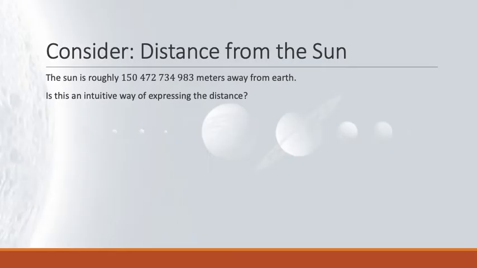Now jumping into it, consider the distance from the Sun. The Sun is roughly 150,472,734,983 meters away from the Earth. Now, do you think this is an intuitive way to represent the distance from the Earth to the Sun? So just have a think about it.